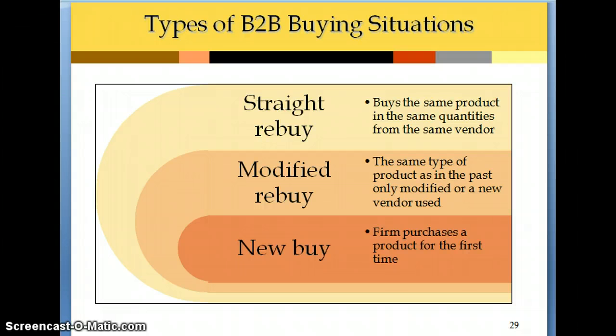Let's look at the types of B2B buying situations. There's a straight rebuy. That means that the purchaser buys the same product in the same quantities from the same vendor, unless there's a significant change in the quality of the product or the delivery times. Post-purchase evaluations are skipped. Sellers like straight rebuys because they do not require a lot of maintenance. Modified rebuy: the same type of product as in the past, only modified, or a new vendor is used. And a new buy: a firm purchases a product for the first time.